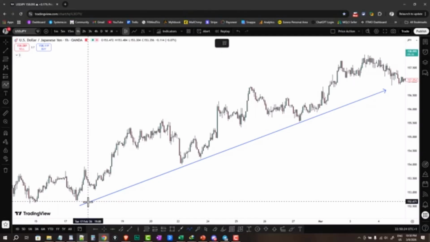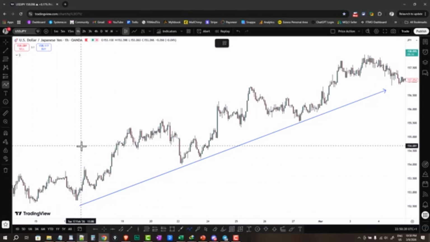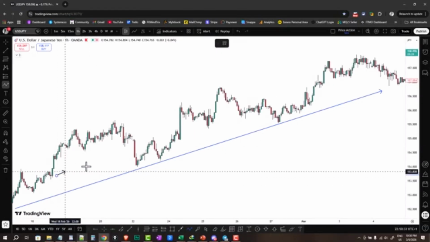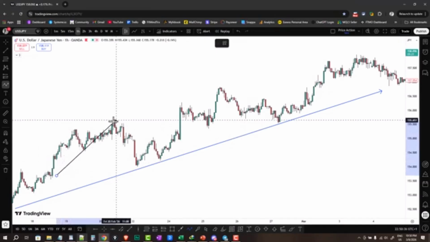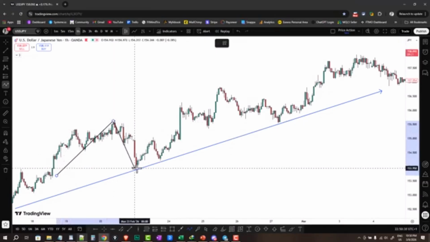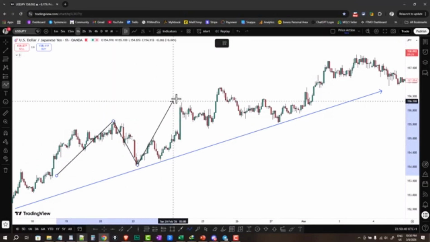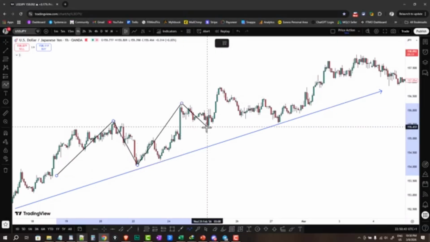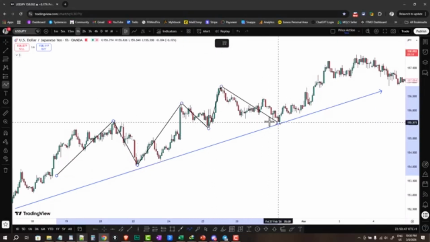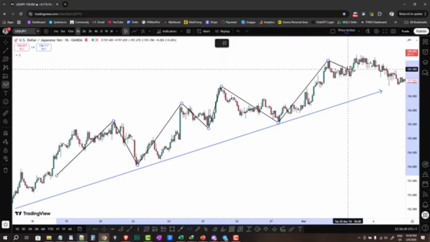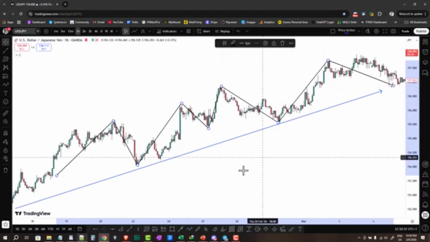Okay, these are all the various ways that you could describe the movements of price in the market. As you can see on the screen, price went up all the way up here and formed a pullback. Then it went all the way up again, formed another pullback, went up, formed this pullback, then went up again, and again we have a pullback here.